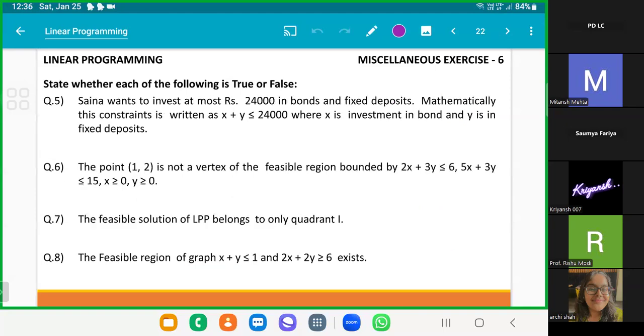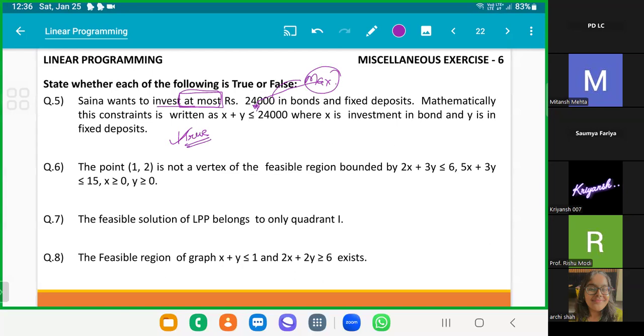Fifth one, signer wants to invest at most 24,000 in bonds and fixed deposits. Mathematically, this constraint is written as x plus y less than equal to 24,000. Is it true or no? So we have the question at most, matlab maximum, matlab less than equal to. So this is a true statement. Right? It becomes a true statement. Question number 5. Question number 6.